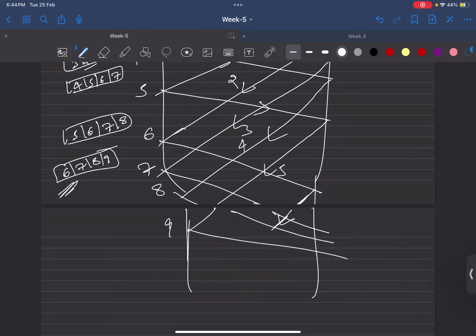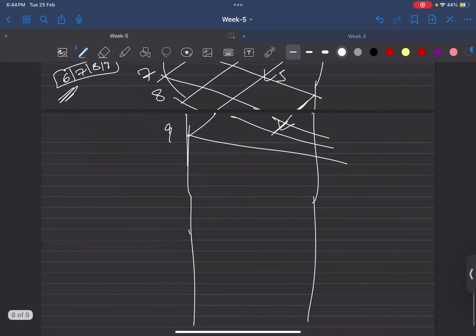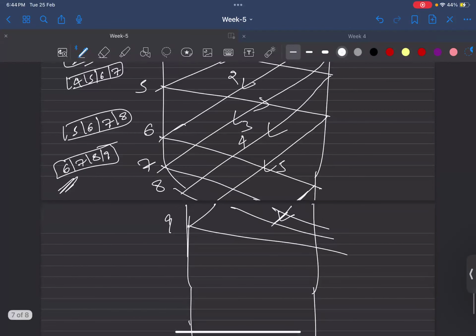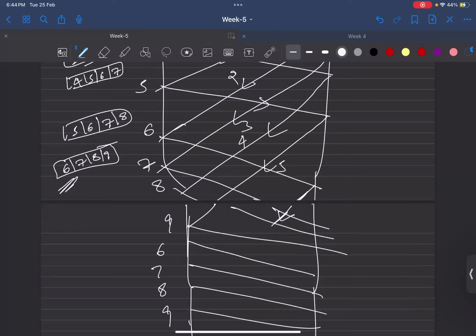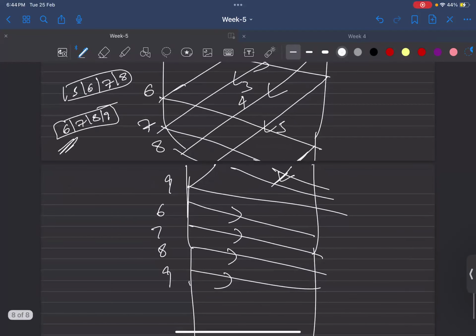What about others? Should I proceed? Yes, ma'am. So now again, as I haven't received the acknowledgement for 6, I'll transmit 6, 7, 8, 9 again. Now I received the acknowledgement for 6. The window is slid and now it's 7, 8, 9, 10.